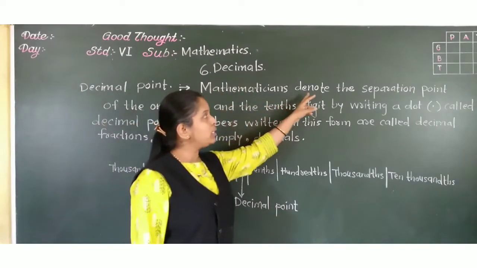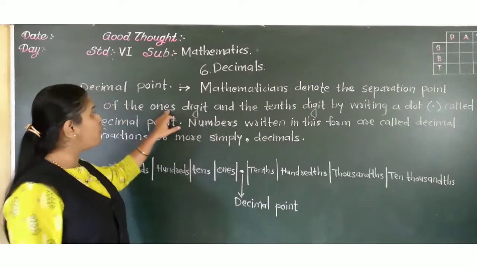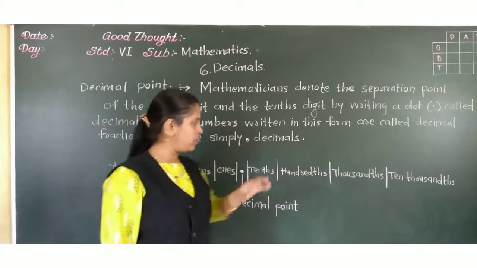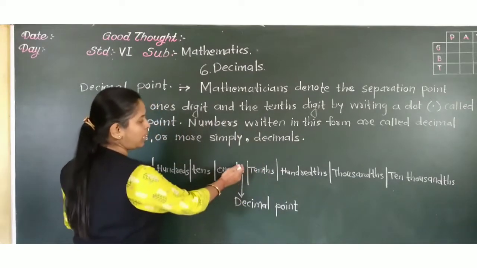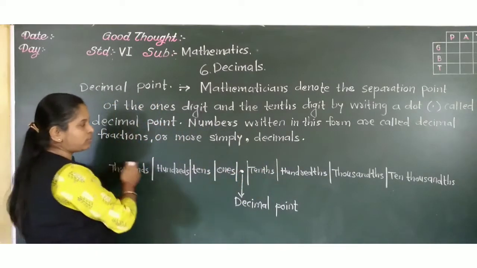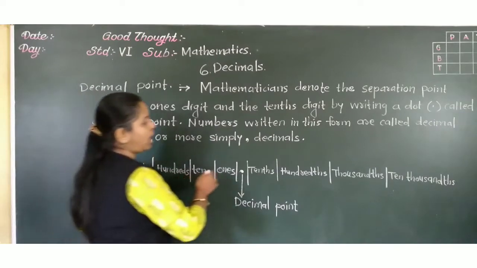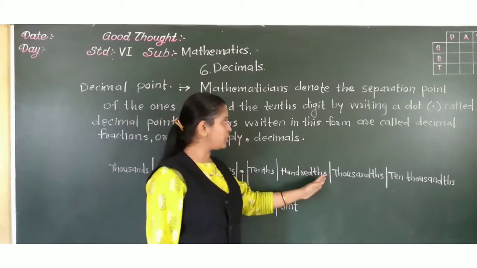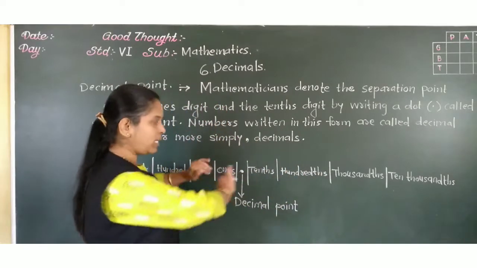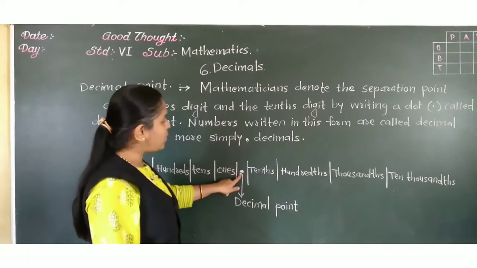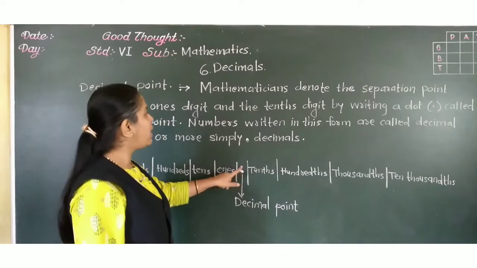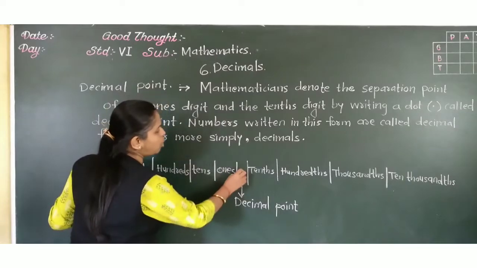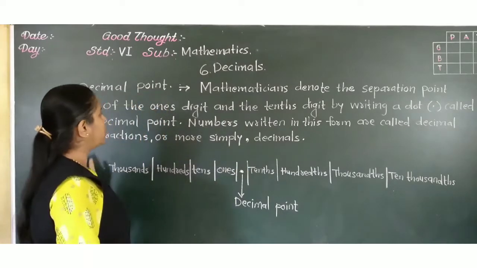So what is meant by decimal point? Mathematicians denote the separation point of the ones digit and the tenths digit by writing a dot. To the left side of the dot ones digits are there, and to the right side of the dot all tenths digits are there. To separate these, mathematicians use a dot, and this dot is called a decimal point.